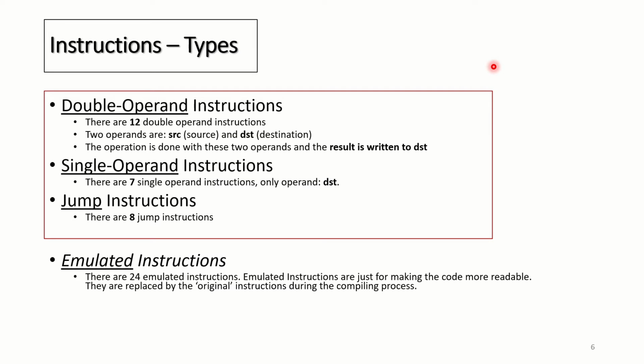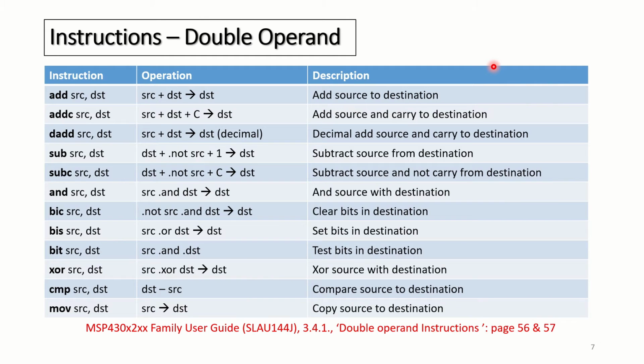In addition to this, there are 24 emulated instructions. These instructions are just for making the code more readable. They are replaced by the original instructions during the compiling process. Here is the whole list of the double operand instructions. In the list, we can see arithmetic instructions such as add, subtract, or logical instructions such as AND or XOR.